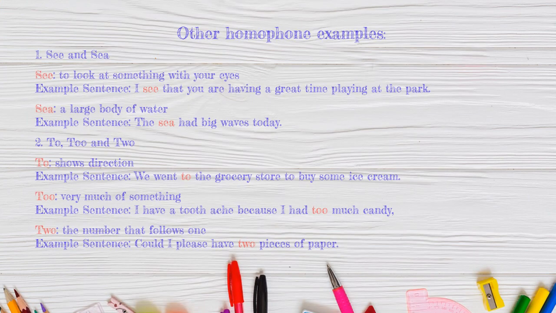Let's look at these homophone pairs. Number 1, see and sea. Once again, you will notice that the words sound the same but are spelt differently and have different meanings.